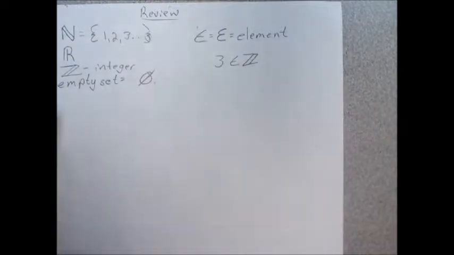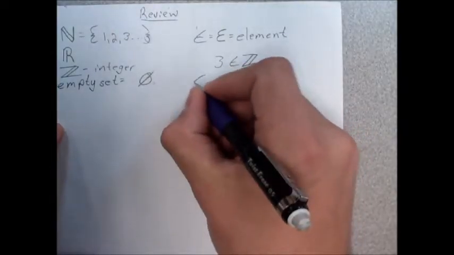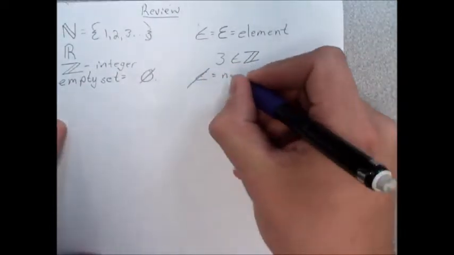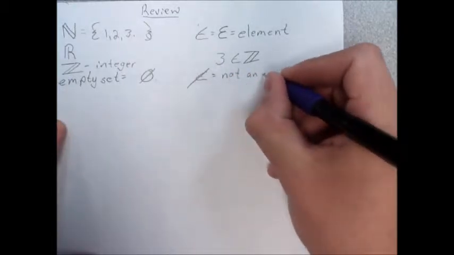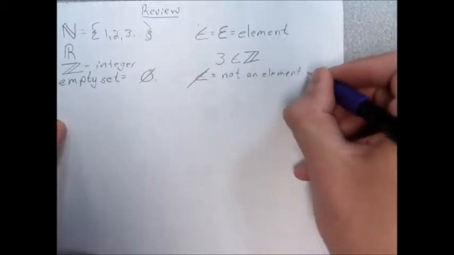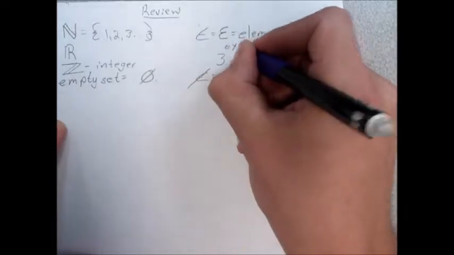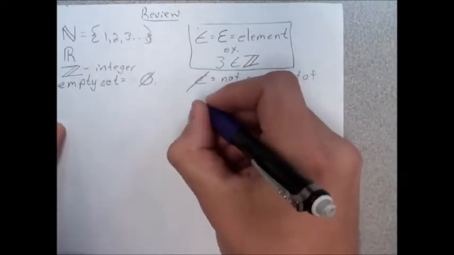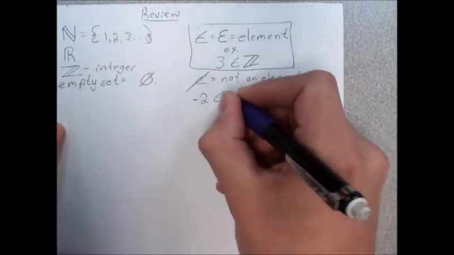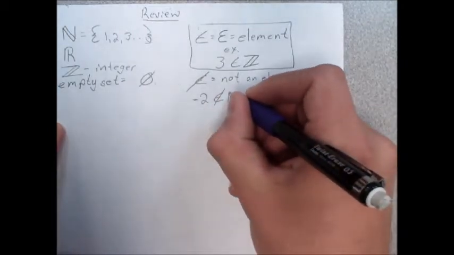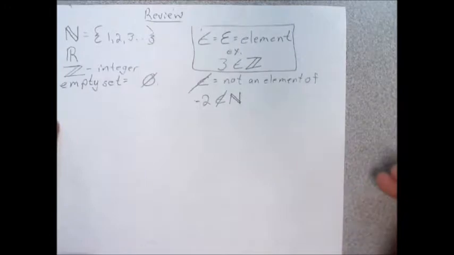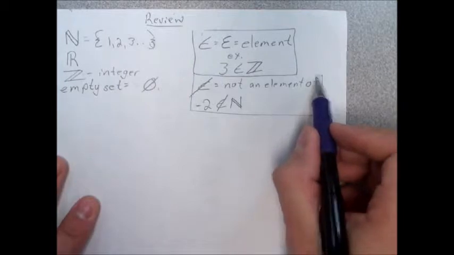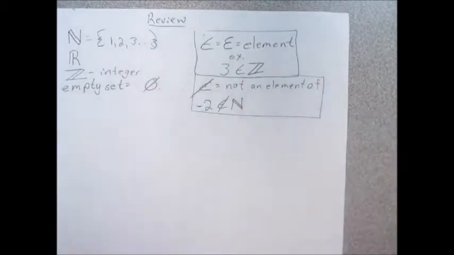Now to describe not an element of, it's just the element symbol with a line through it. So, not an element of. So this was an example of how to use element. Here's an example of how to use not an element. -2 is not an element of the natural numbers.